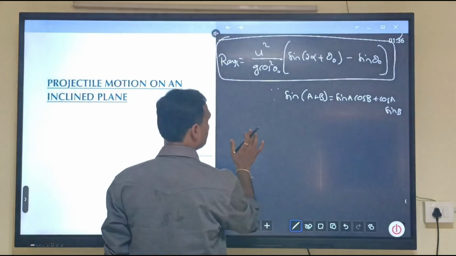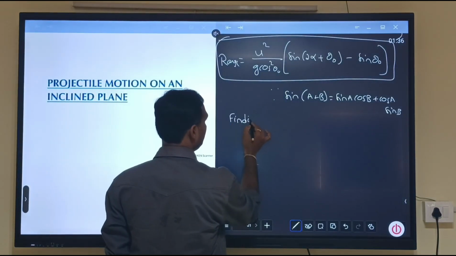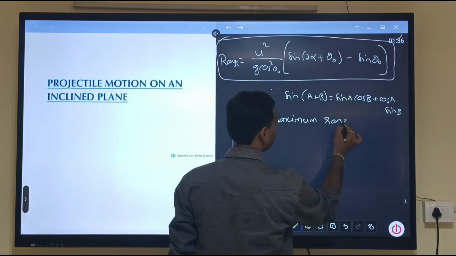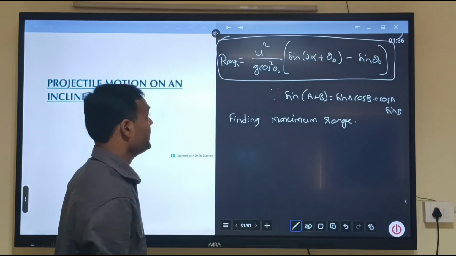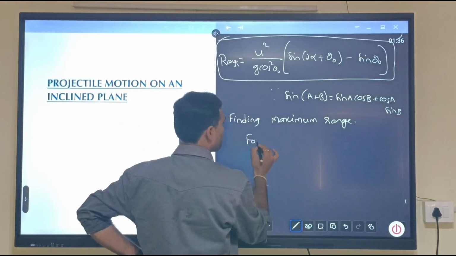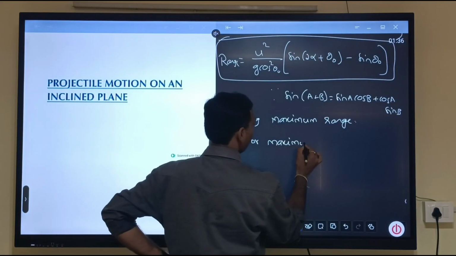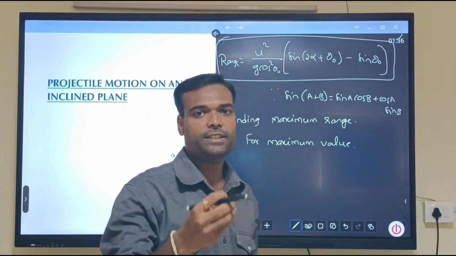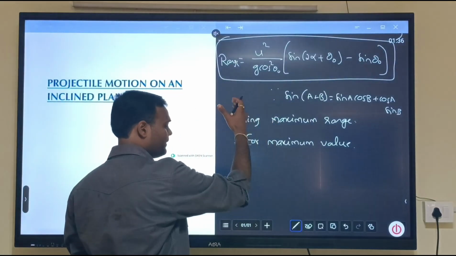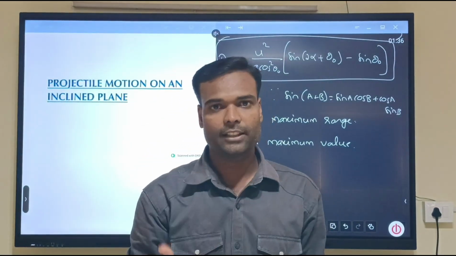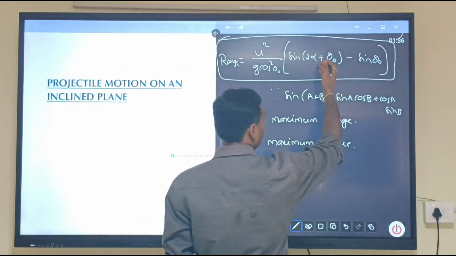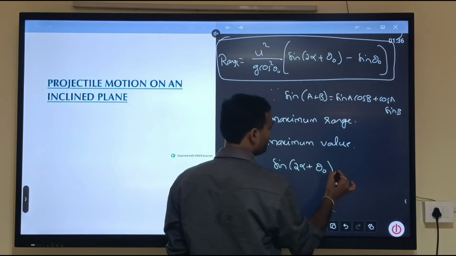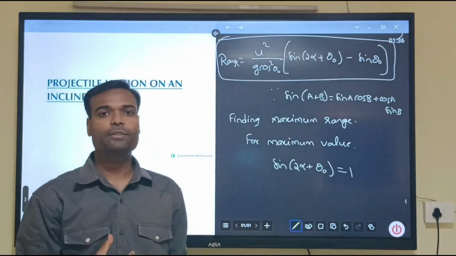Now, find the maximum range. See here, for maximum value, you can note one point here. u is the initial velocity of the object, which is constant, and theta naught is the angle between the inclined plane and horizontal, which is also constant. Then here only one term which we can modify is the alpha value. So I am considering sin of (2 alpha plus theta naught) as equal to 1, which is its maximum value.